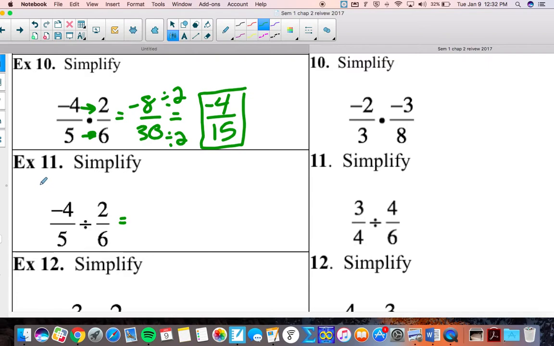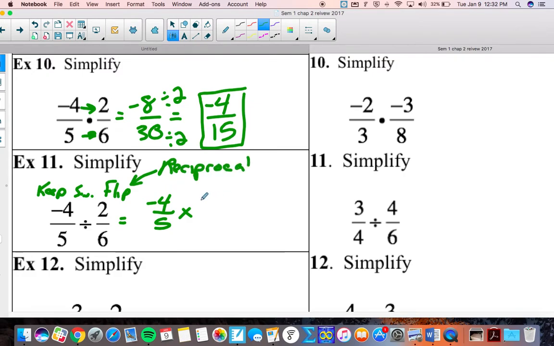When we divide fractions, we can use the old phrase keep, switch, flip again. We're going to keep this first fraction as it is, -4/5. We're going to switch the division to multiplication, and we're going to flip, or take the reciprocal of, the second fraction. So there's a phrase that dividing fractions is also the same as multiplying by the reciprocal of the second. So now this is just like example number 10.